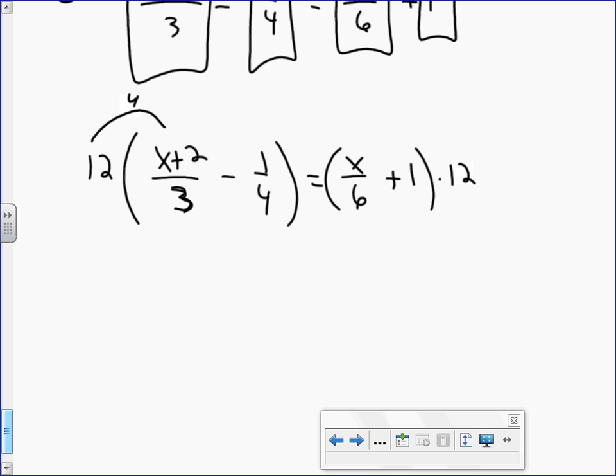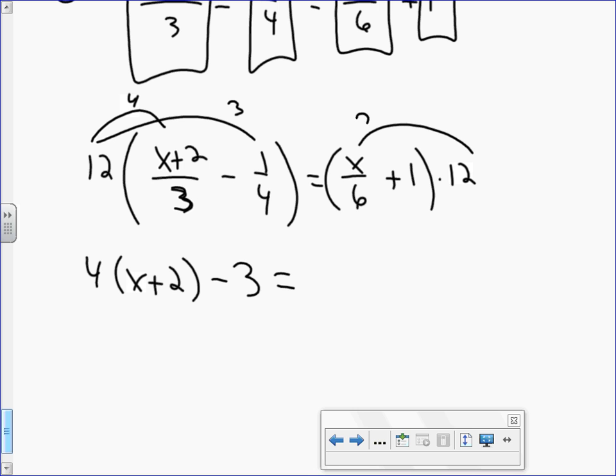4. It's not 4 times x, and it's not 4 times 2, it's 4 times x plus 2, and you need parentheses there. Okay, do the next one. What's that one going to cancel to? 12 and 4 cancel and give you a 3, and 3 times 1 is 3. All right, on the other side, 12 and 6 cancel and give you what? 2. Right there, you're going to get a 2, and 2 times x is 2x, and nothing cancels here because there's not any fractions.